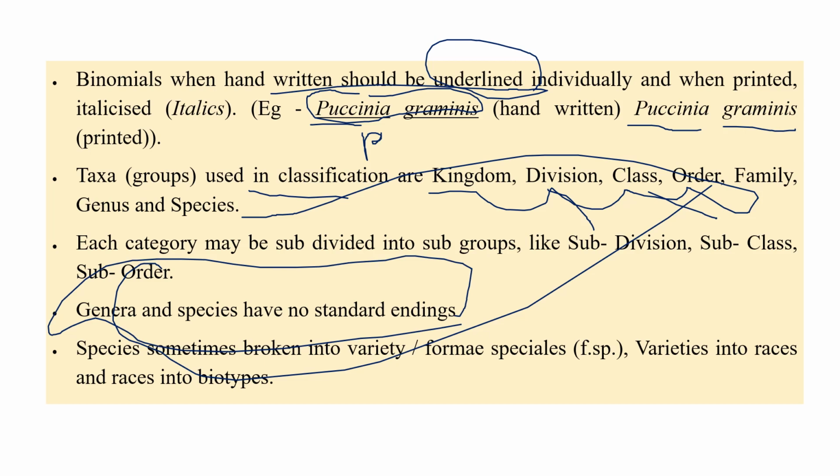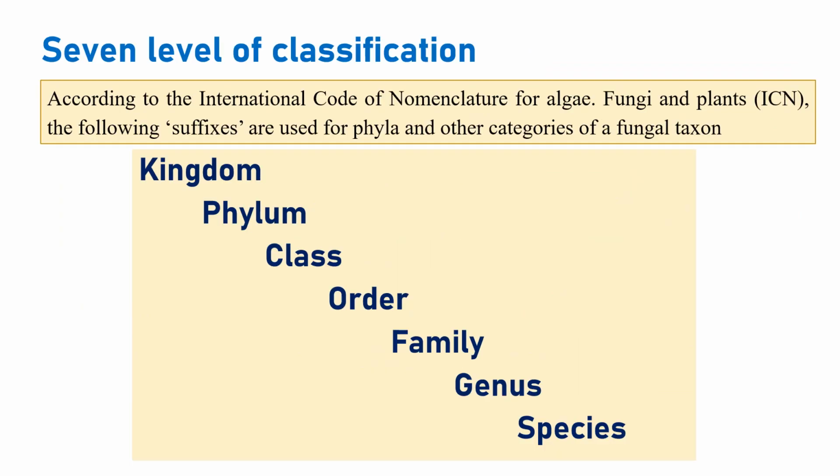Sometimes a species may be broken into varieties or forms of species, which may be observed in many cases, right? So this is the seven-level hierarchical classification: kingdom, phylum, class, order, family, genus, species. Whatever organism or classification you take, this is the hierarchy. These are the suffixes and categories for taxa given by the ICN, the International Code of Nomenclature, especially for fungi and fungus-like organisms.